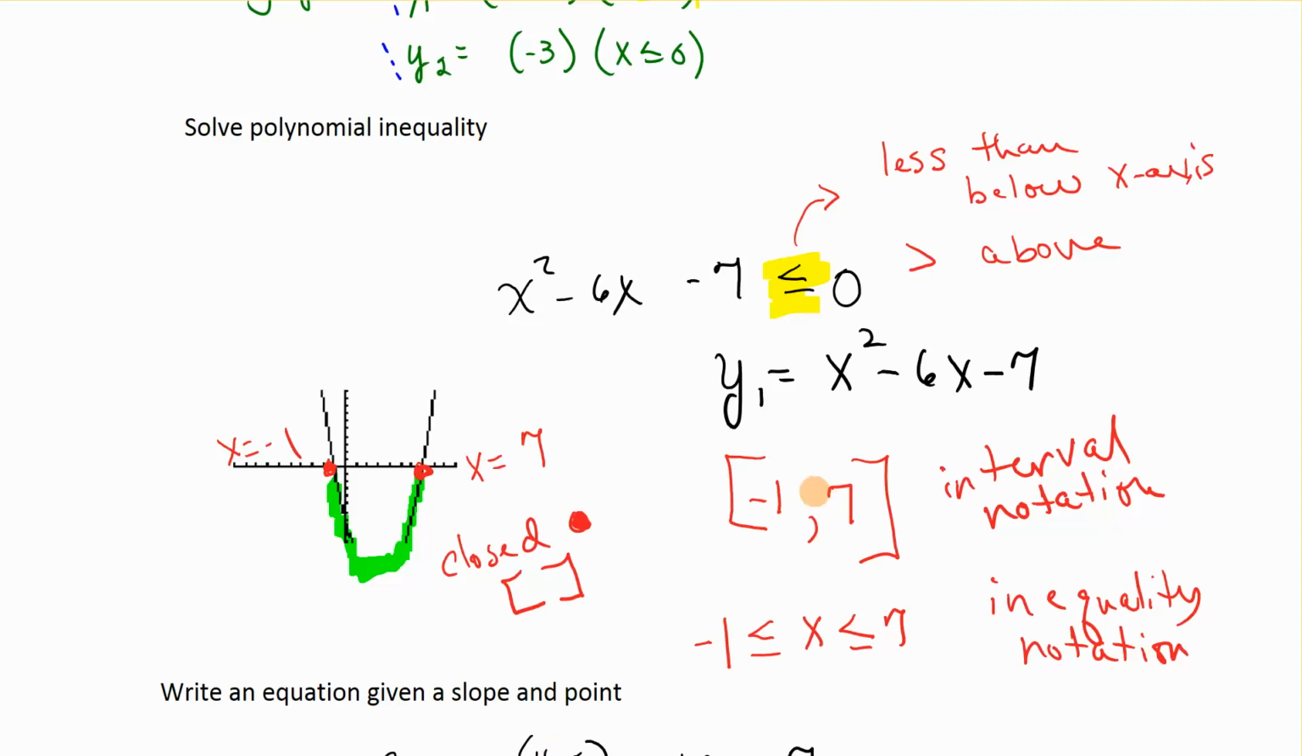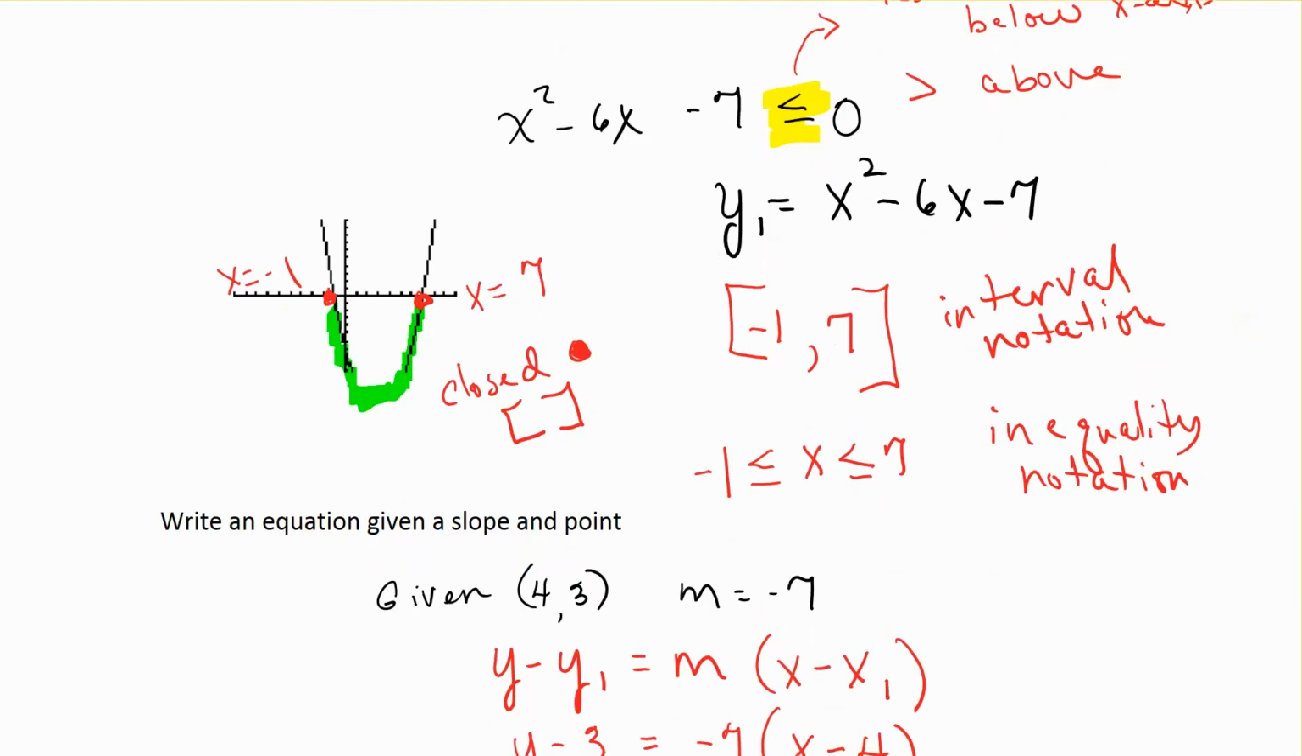Okay? So if it's interval notation, you have a bracket and say this thing exists from -1, follow it, and ends at 7 in brackets. If it were inequality notation, it would be -1 less than or equal to x less than or equal to 7. All right? Let's go here.